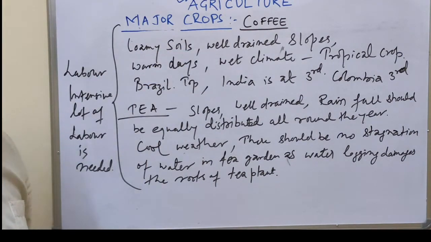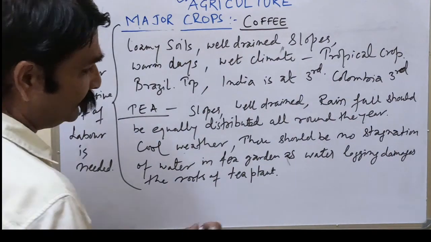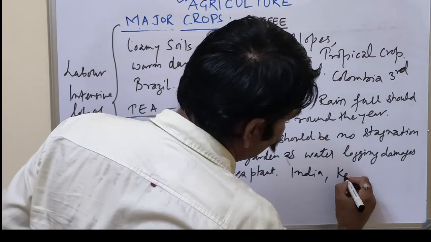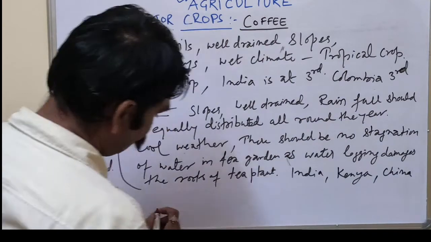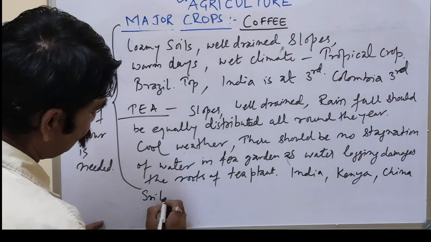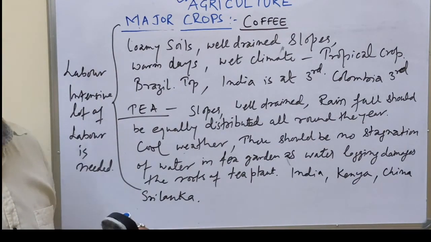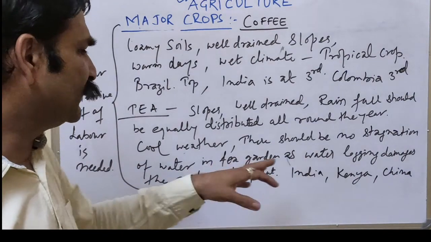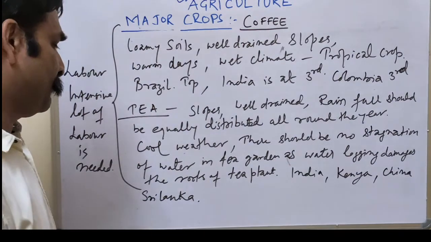So the major countries which produce large amounts of tea are India, Kenya, China, Sri Lanka. These are the major producers of tea in the world. Okay, and all these countries produce very good quality tea.